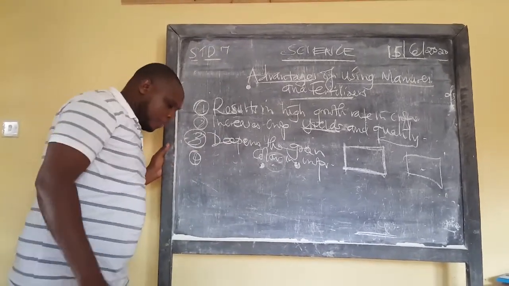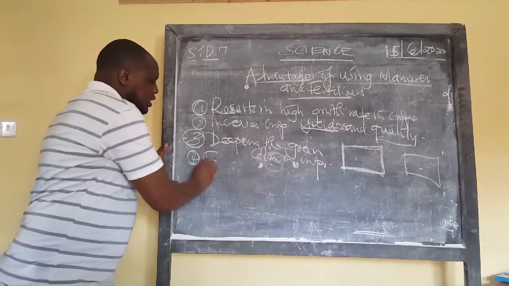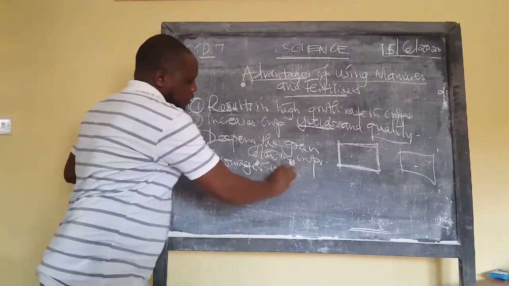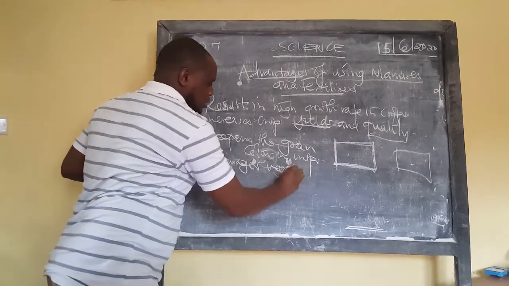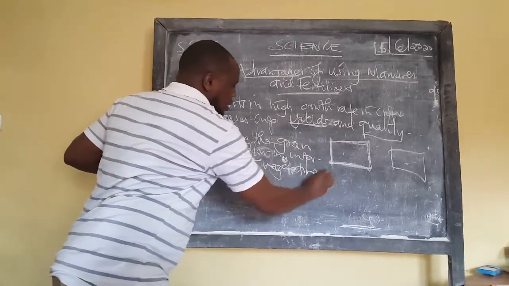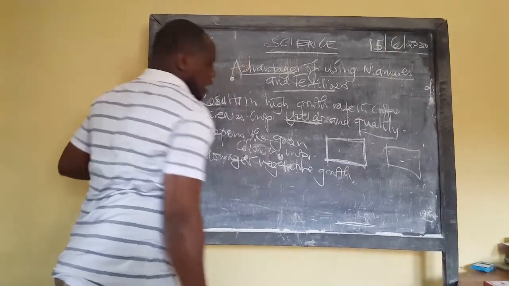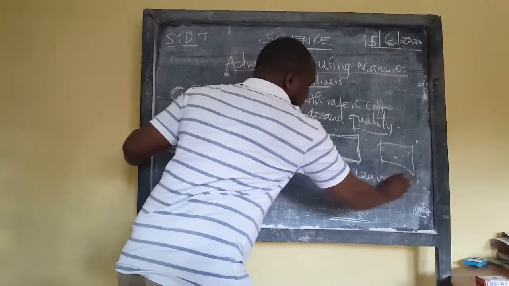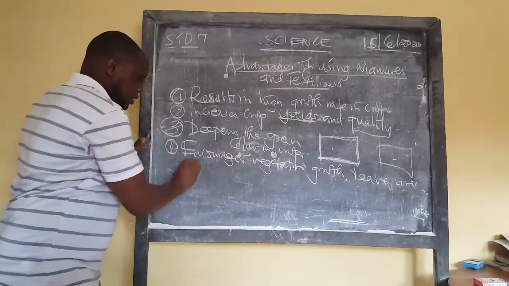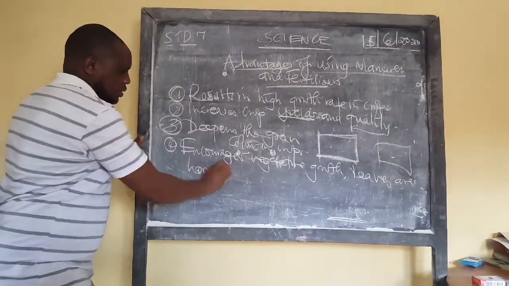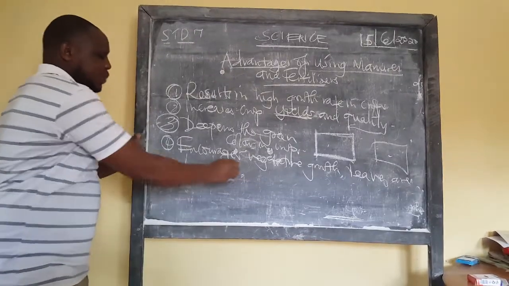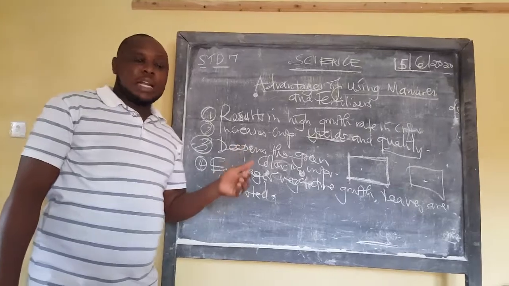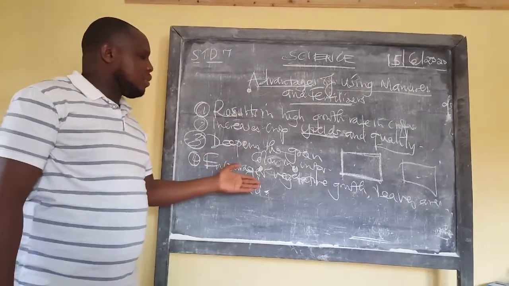Number 4, encourages vegetative growth in plants where the leaves are harvested. I'm writing in short form, but I'll explain in full. That manures and fertilizers encourage vegetative growth.